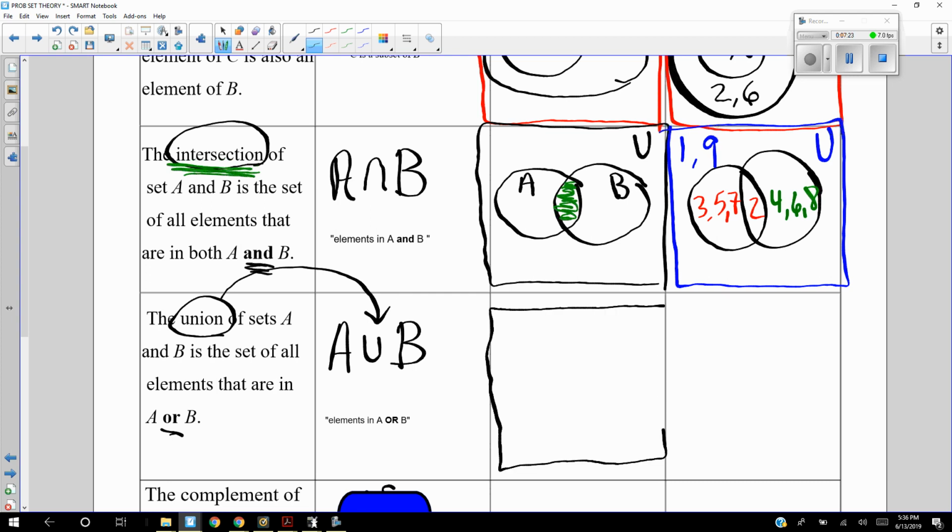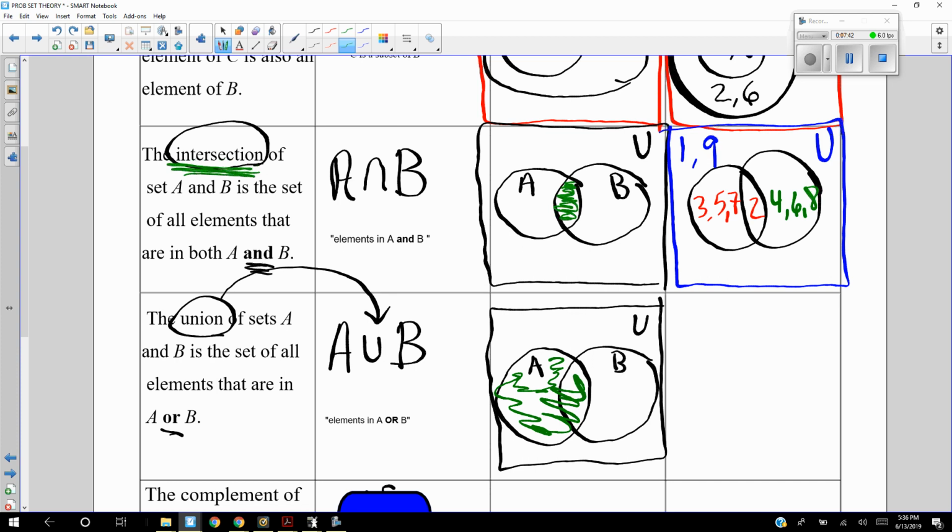For a union problem, I'm going to go and draw the universal set. We're still talking about sets A and B, so I'm going to draw it the same way I drew the last example. But here our solution for A union B is everything that is in set A or set B. So basically, we're talking about all of the elements combined when it's a union problem. In this specific example, again, it's going to look identical to the one we did earlier.